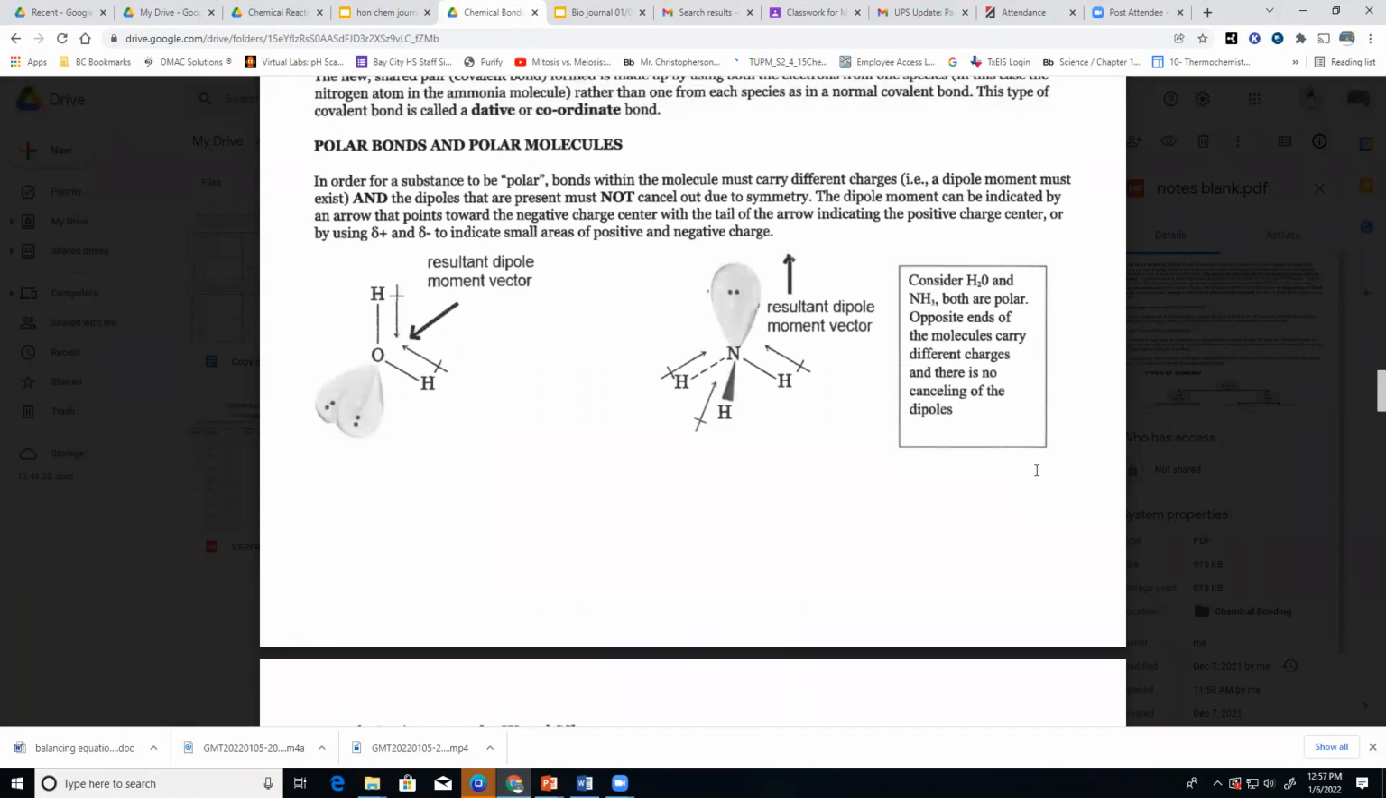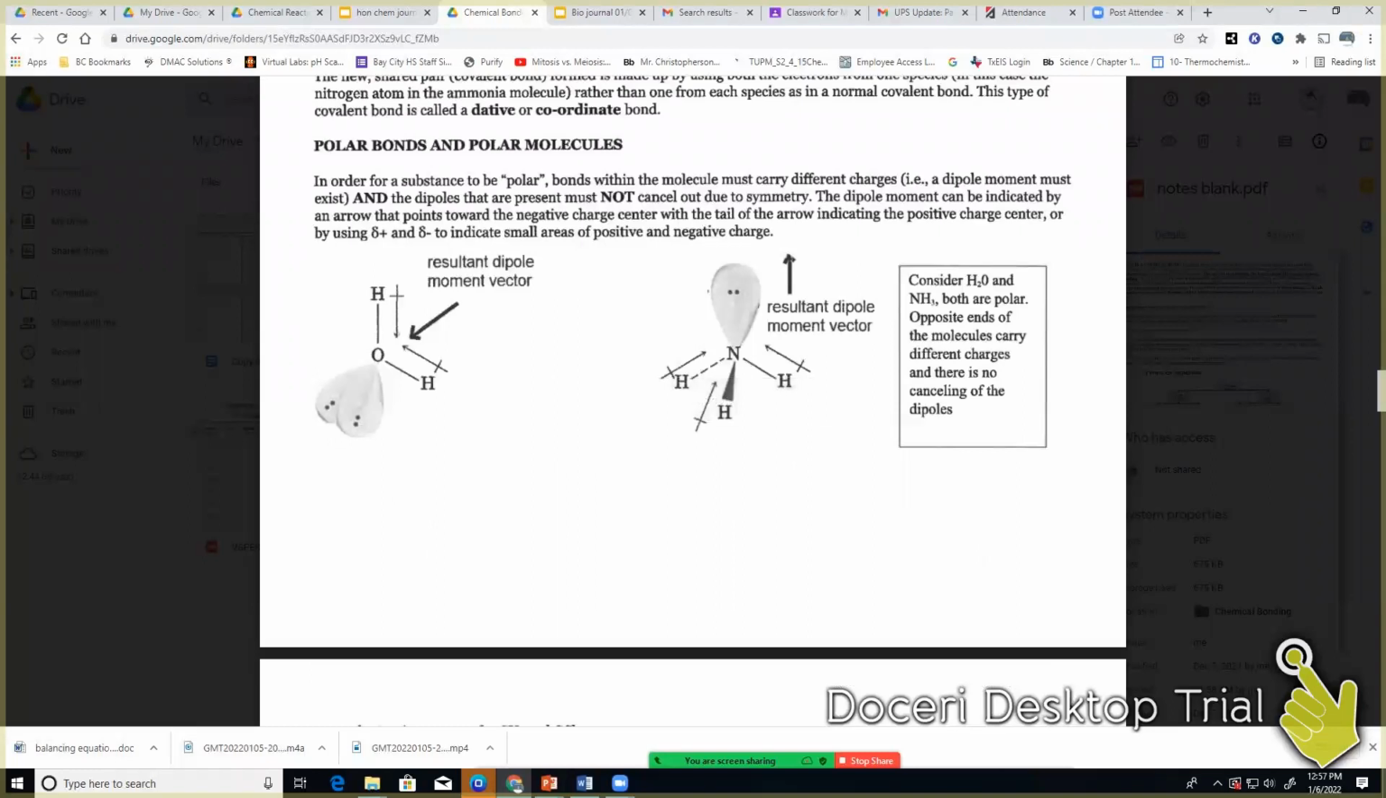So we'll talk a little bit about polarity. So polar bonds and polar molecules. I've mentioned a couple of times that something can have polar bonds within the molecule, but not be a polar molecule. And it all has to do with symmetry and whether they can cancel each other out. It's kind of like a vector in physics where they have a strength and also a direction, so they can cancel each other out. It's the same thing here if we're talking about whether a molecule is polar or nonpolar. In order for a substance to be polar, bonds within the molecule must carry different charges. So you're going to have a dipole moment, not a temporary dipole moment, a permanent dipole moment. And the dipoles that are present must not cancel each other out due to symmetry.